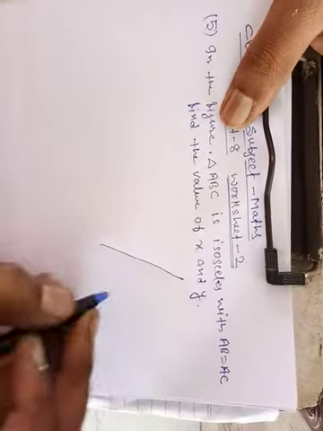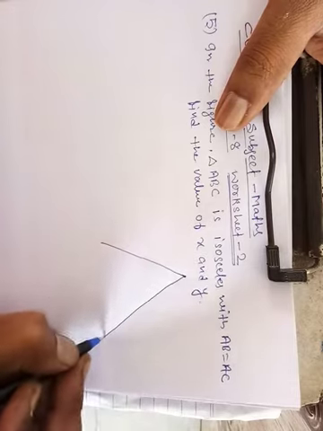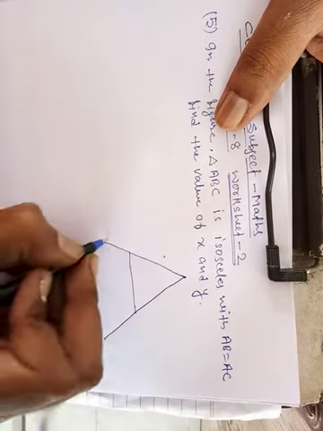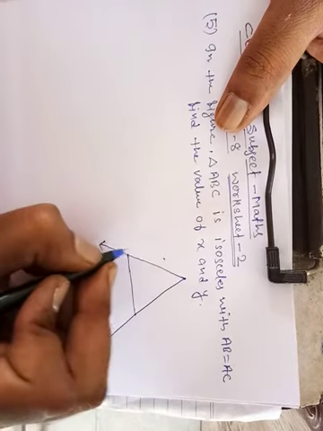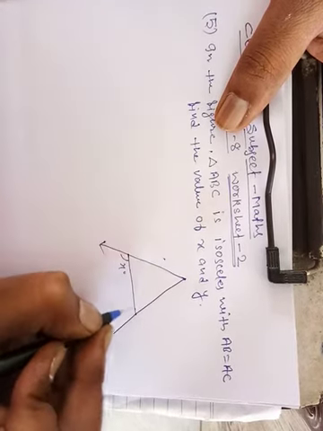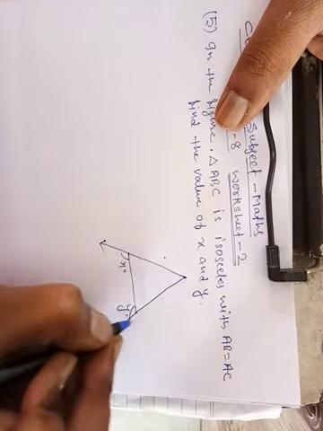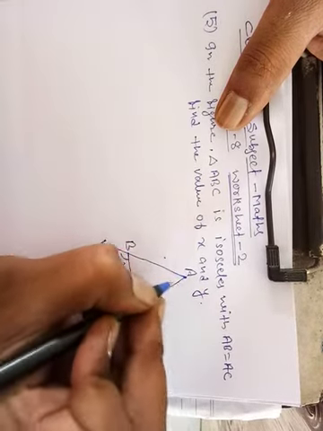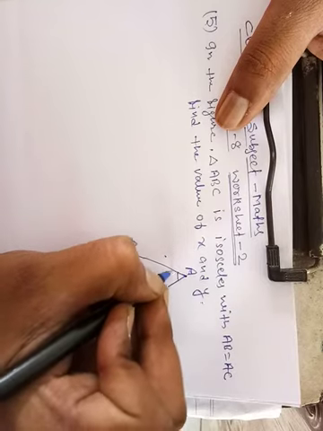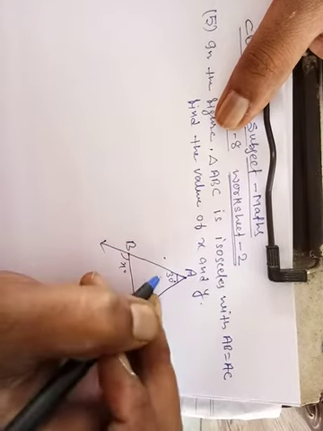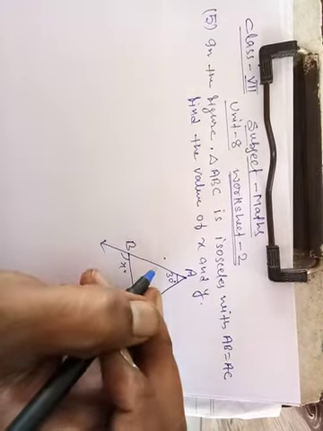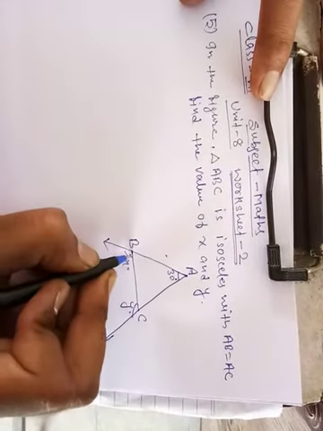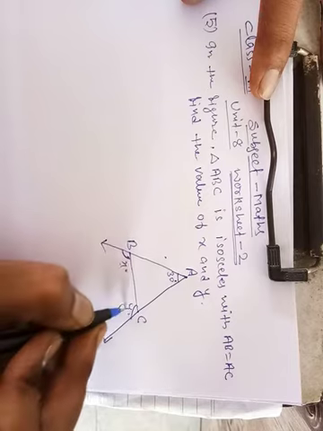Suppose this is the triangle. This angle is x degree. This angle is y degree. This vertex is C, this vertex is B, and this vertex is A, and the angle A is equal to 30 degree. Now solution. In this question you have to find the angle x and angle y.